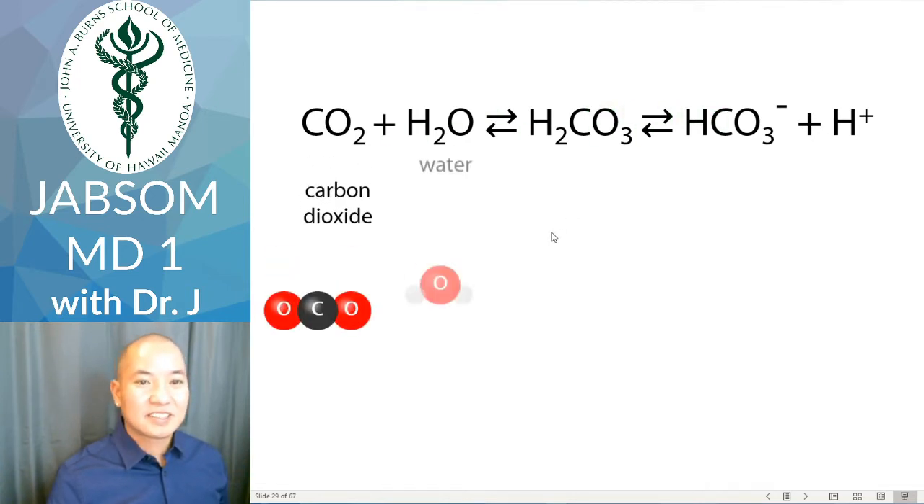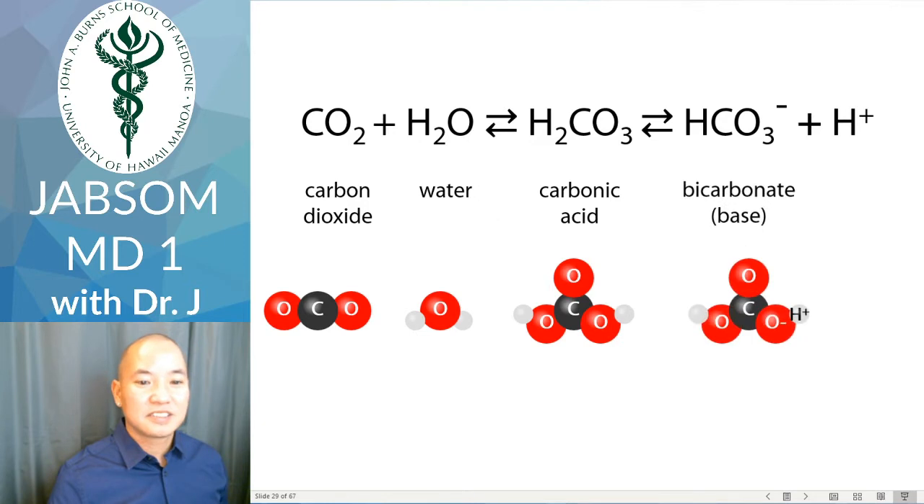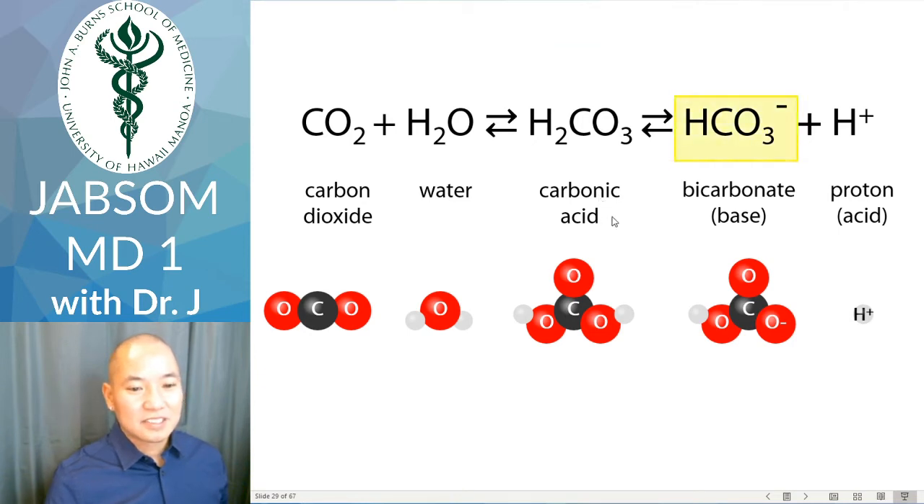So we have carbon dioxide, we have water, and this forms carbonic acid. Carbonic acid in an aqueous solution dissociates to form bicarbonate, which is a weak base, and then you have your protons, your hydrogen ions, aka acid. So that's what happens when you dissolve carbonic acid in water. This bicarbonate ion is the one you're measuring in that Chem 7 panel.